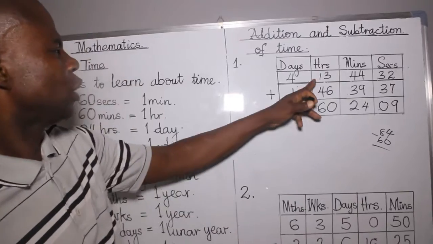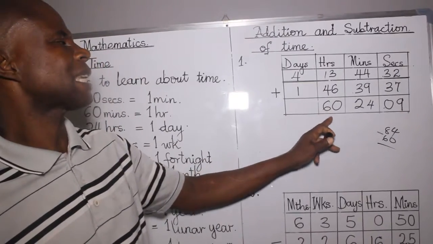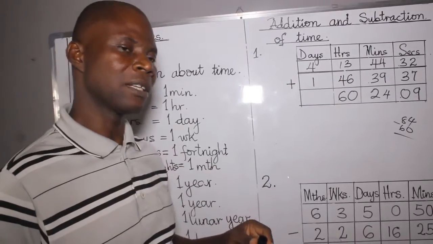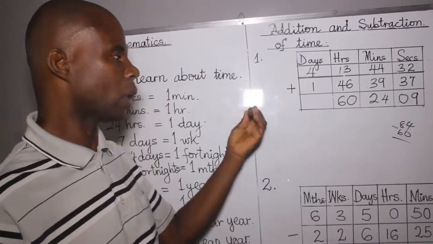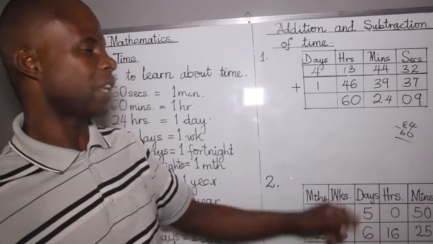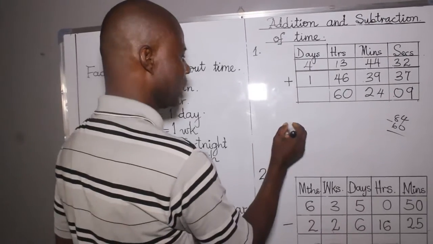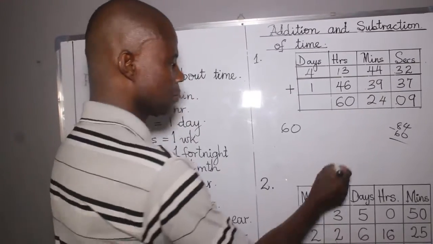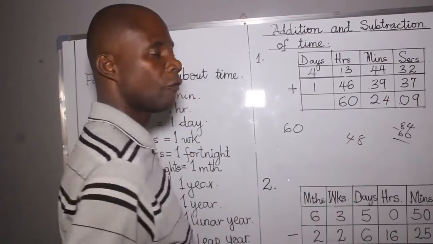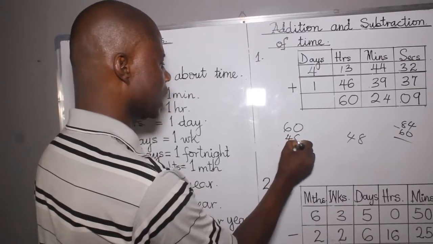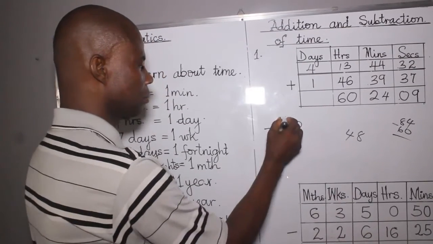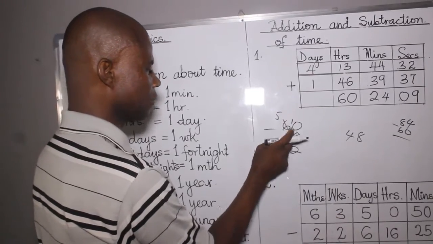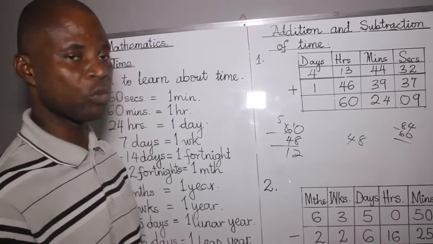And that is, this 6 is 60 hours. But it's not 60 hours that will make 1 day. Rather, 24 hours make 1 day. So how many 24 do we have here? Let's calculate that. 24 plus 24 will give us 48. So we take away 48. 60 take away 48, we have 12. So we are left with 12.